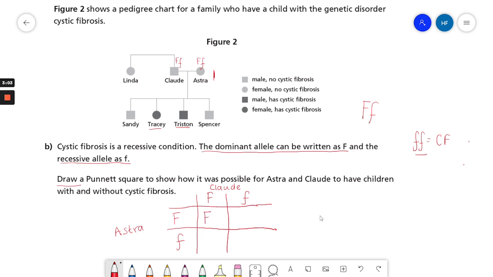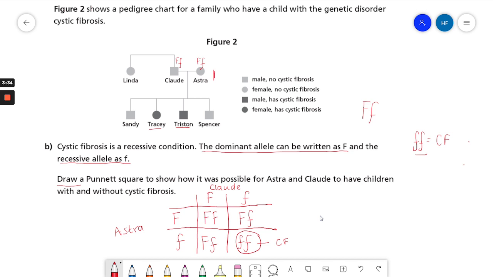So this offspring would be big F, big F. This one would be big F, little f. This one would be big F, little f. And this one would be little f, little f. So these are the possible alleles of the offspring, and we can see that this one here is homozygous recessive. So this would be an offspring with cystic fibrosis.